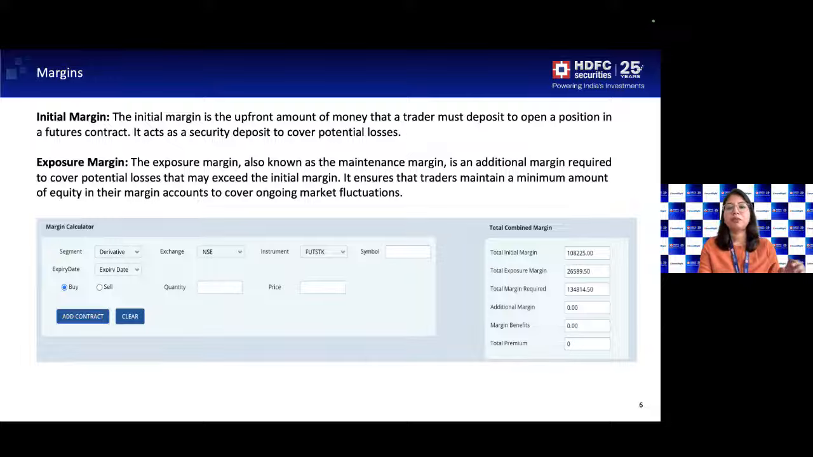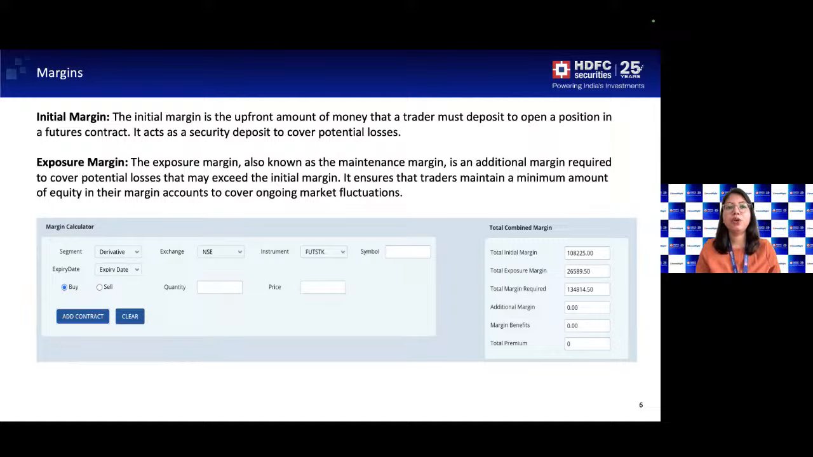Here, how is this particular 1,34,000 in this example formed? There are two types of margins: initial margin and exposure margin. The initial margin is something that you have to pay, like a deposit. This is the minimum amount that you need to put in to initiate a particular trade. That is the initial margin. Now the exposure margin is something like a maintenance margin.